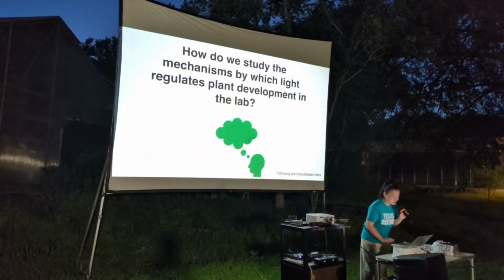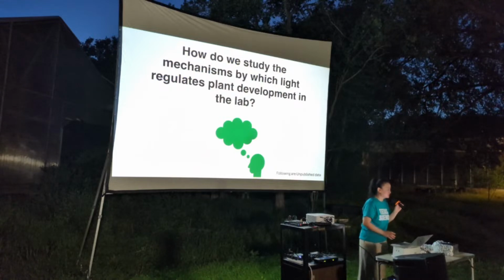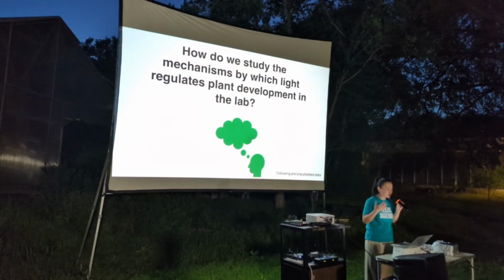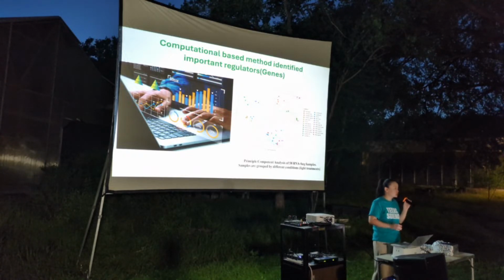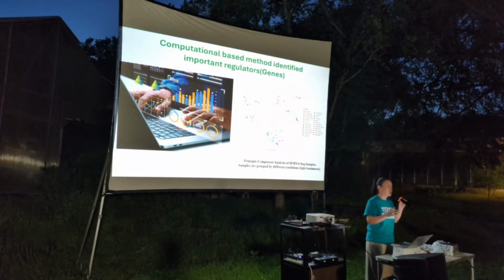Okay. So maybe you also wonder, how do we study the mechanism by which light regulates plant development in the lab? What's the lab work we do? Actually, with the faster development of technology, previously we used chemical or physical methods to identify regulators. But now we use computational methods to identify those important regulators.